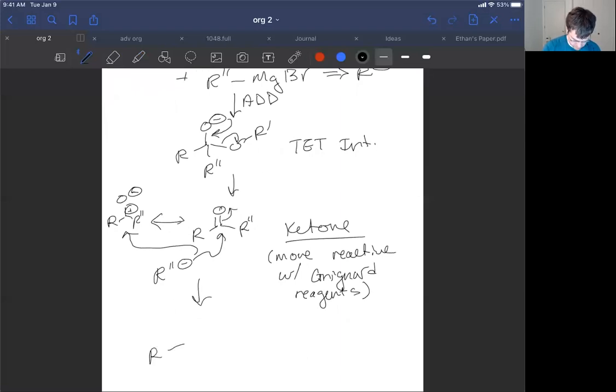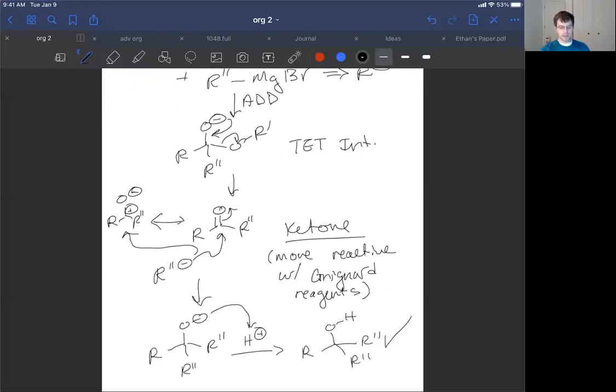If we use this one on the right, we have to have a second arrow. If we add H plus to that, the O minus will come down, add the H plus, neutralize itself, and we get to our final product. Okay, so we can't make the ketone because the ketone is prone to doing a Grignard reaction after the fact.